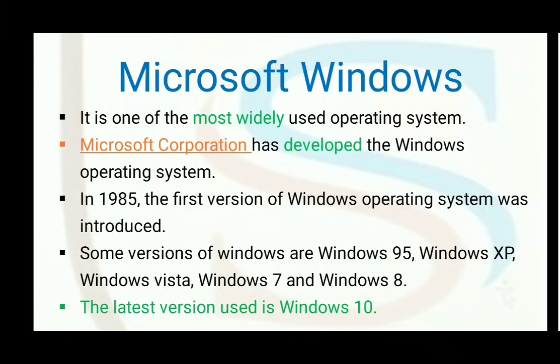Now we'll be talking about Microsoft Windows. It is one of the most widely used operating systems the world over. It was developed by Microsoft Corporation. In 1985, the first version of the Windows operating system was introduced. Some of the versions of Windows are Windows 95, Windows XP, Windows Vista, Windows 7 and Windows 8. The latest version which is widely used the world over is Windows 10.